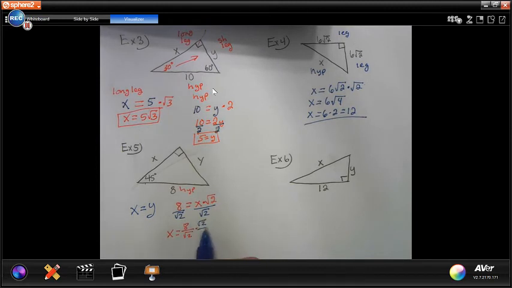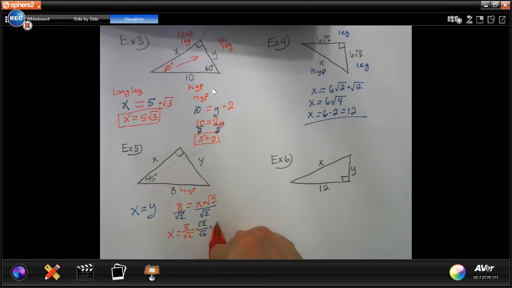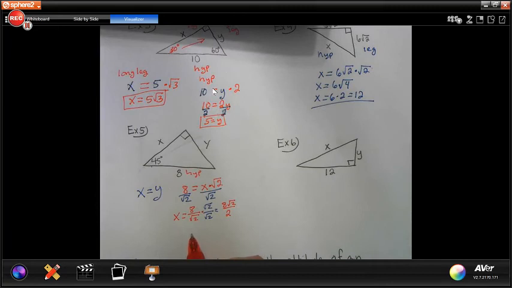Radical 2 over radical 2. Mrs. Cortez and I taught you a trick. You move the radical upstairs and it becomes whole downstairs. Okay? But 8 radical 2 over 2, 8 over 2, those are both whole numbers. They can be reduced. And if a whole number can be reduced, you always reduce it. So I get x equals 8 divided by 2 is 4 radical 2.